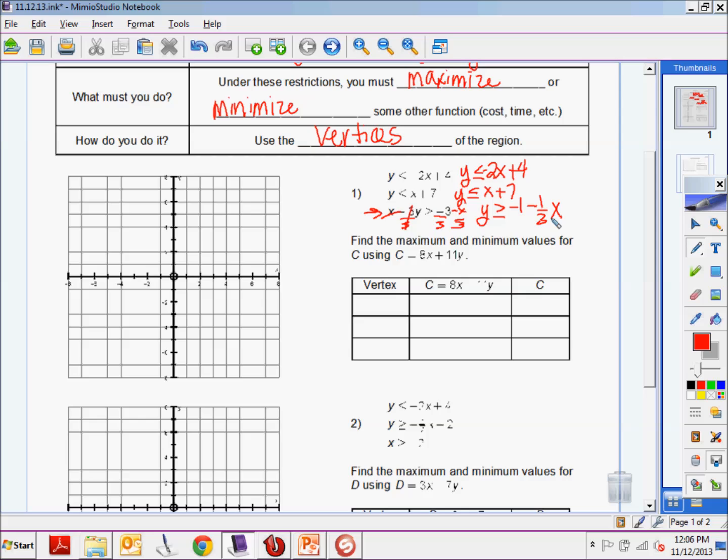For each one of these problems, do I know my starting point, my y-intercept? Yes. Do I know my slope? Yes. So can I graph this line? Yes. So let's graph the line.